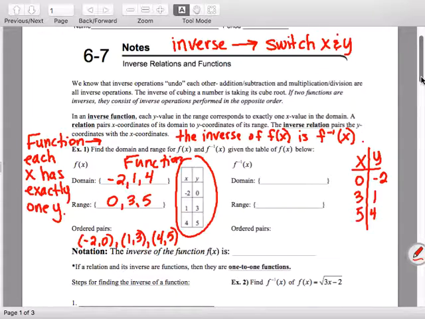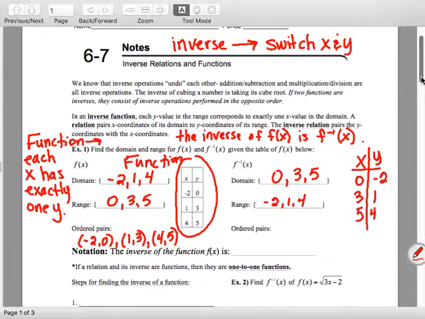So Amber, if domain are the x values, what is the domain of the inverse? Yes, it's 0, 3, and 5. Tynan, if range are the y values, what's my range in this table? It would be -2, 1, and 4.